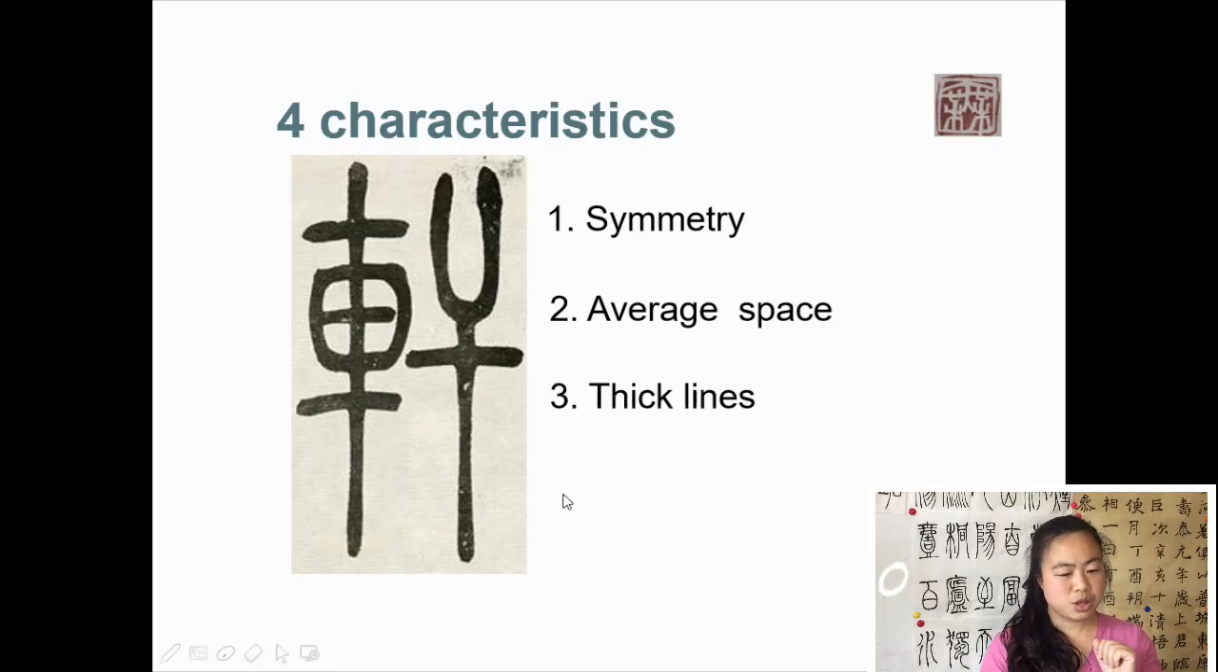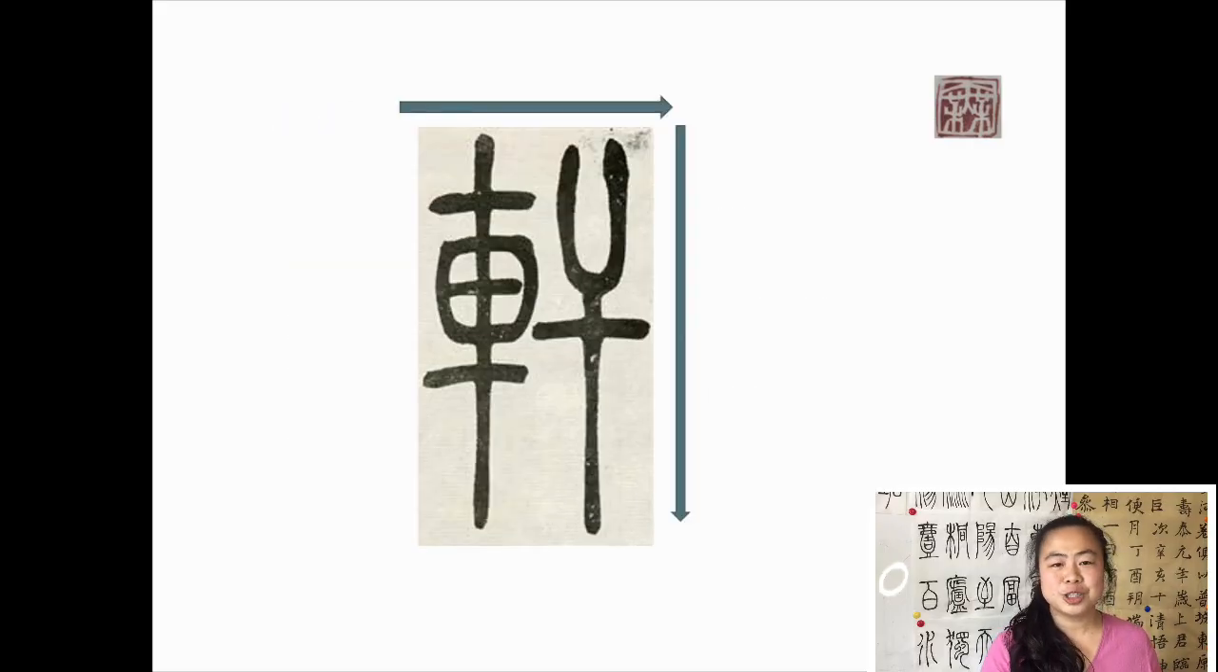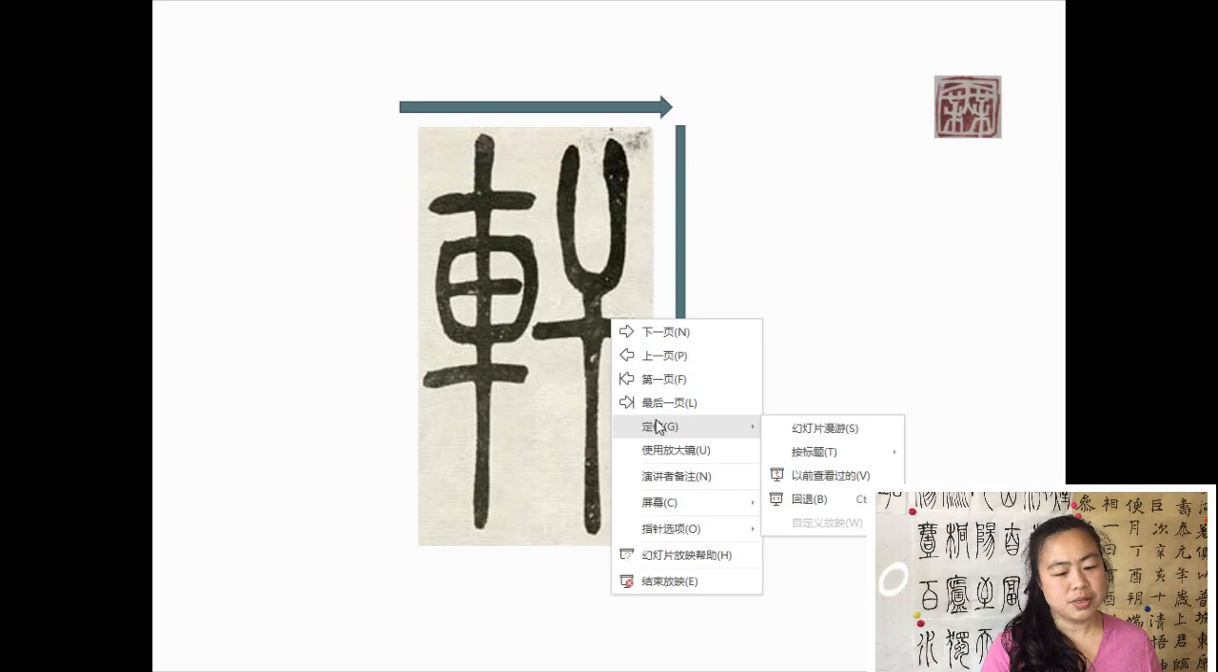Number 3 is thick lines. When we mention thick lines, we mean we use a little bit more of our brush, but don't use more than 1/3 of your brush. Otherwise, it will lose the flexibility. Number 4, drifting long line. So the first 2 are the characteristics for xuān style calligraphy. And the 3rd and the 4th one are the characteristics for Master Wu Rangzhi style. Okay, now I'll show you how to write this character with a marker.